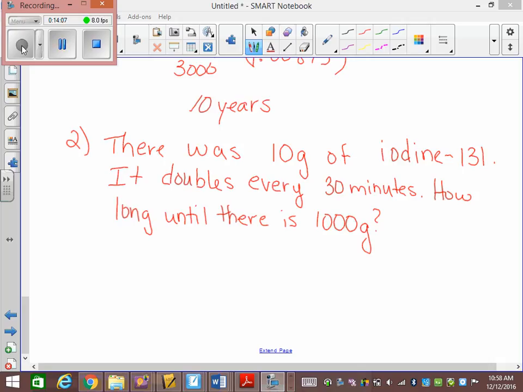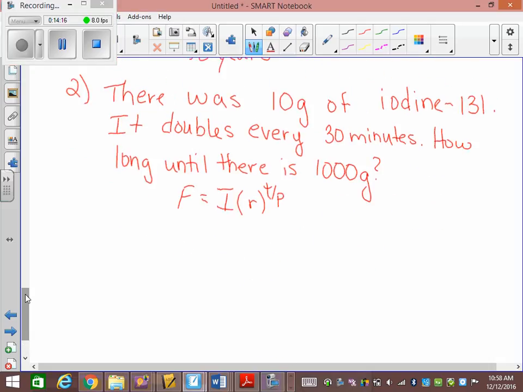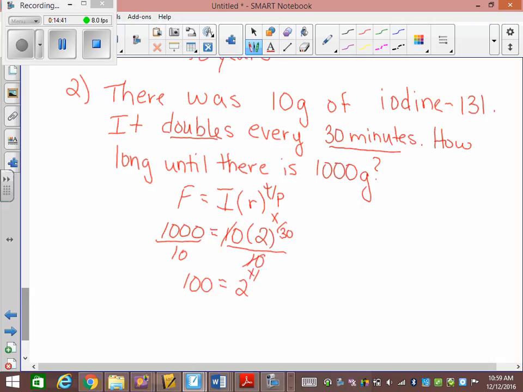Okay, so we're going to get final equals initial times rate to the T over P. Remember, P is the time it takes, it's the period, the time it takes to double or triple or halve, right? T is the time it takes to reach the final amount. So the final amount is 1,000, the initial is 10, the rate is 2, because it doubles every 30 minutes. That goes on the bottom. We're looking for the top. Now we divide by our initial, just like we always do, and now we're going to have 100 equals 2 to the x over 30.